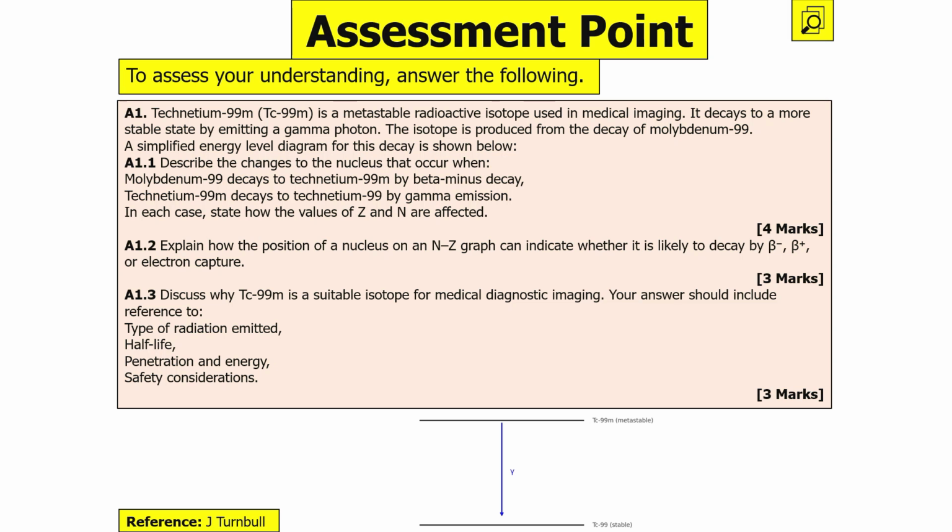So pause the video now, and then unpause the video when you want to go through your answer.